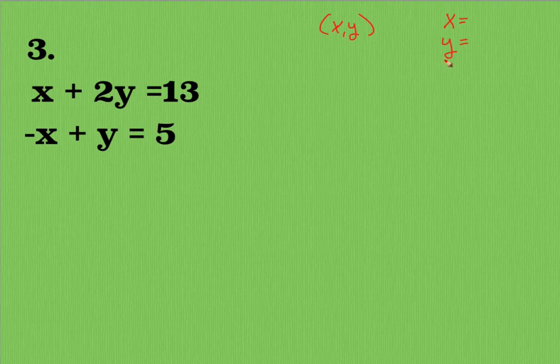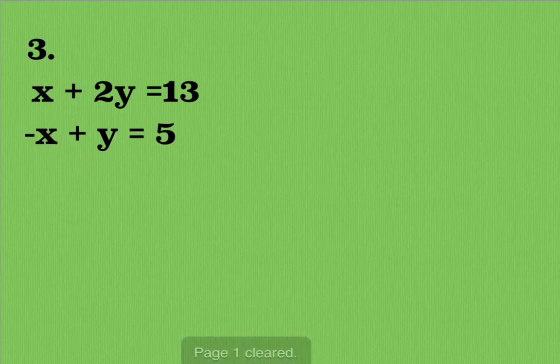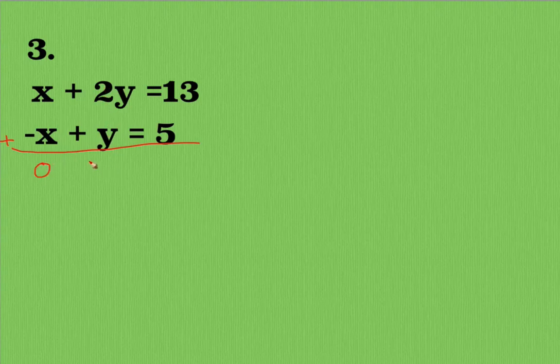It doesn't matter. So here I have two equations, and one of the things that I see right off the bat is that here I have a positive x, and then in my second equation I have negative x. So if I actually add these two equations together, this x is going to cancel out. So let me show you what I mean here. So let's add these together. So positive x plus negative x is 0. 2y plus y is 3y equals 18.